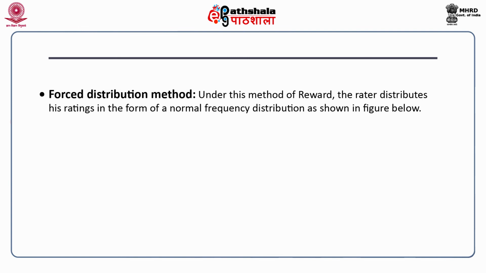Under forced distribution method of reward, the rater distributes his ratings in the form of a normal frequency distribution. Organizations adopt this method of reward to eliminate the rater's bias of central tendency. After that, ranking technique is used. Reward with this method is very simple to understand and can be applied very easily. It also helps to minimize bias involved in paired comparison and straight ranking method.